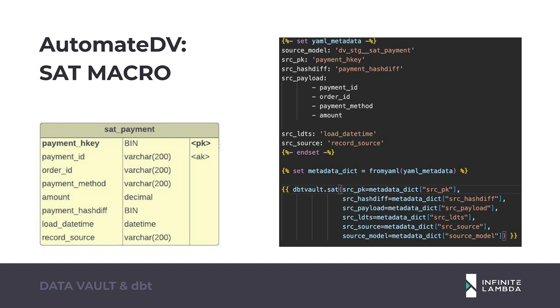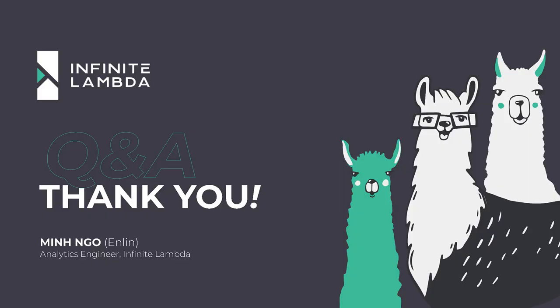The payload is the rest of the supporting attributes. In this case, it's payment ID, order ID, payment method, and amount. Okay, very straightforward. I think that's it. Everything is done about data vault. So it's time for Q&A.